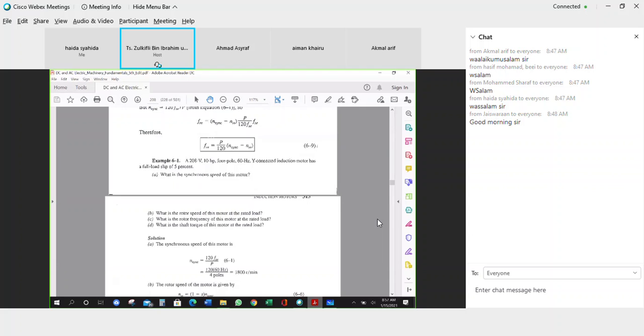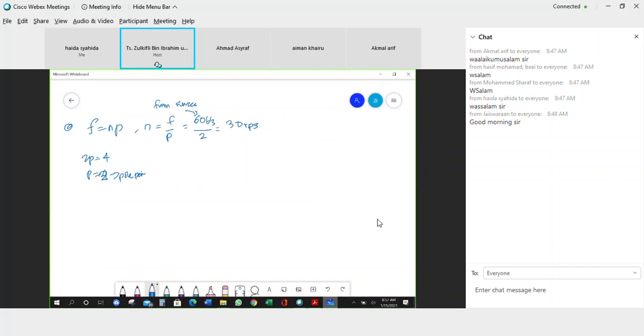Okay, so we change to RPS and then into RPM: 30 per second, and then 60 seconds is equivalent to 1 minute. So your seconds cancel out and it becomes 1800 RPM. So this is the answer for this one.